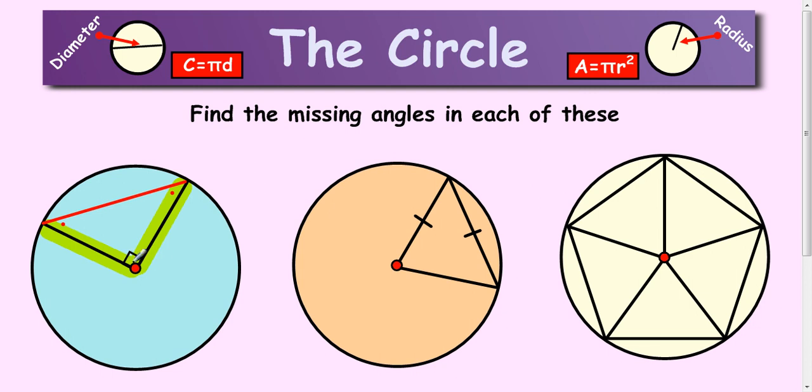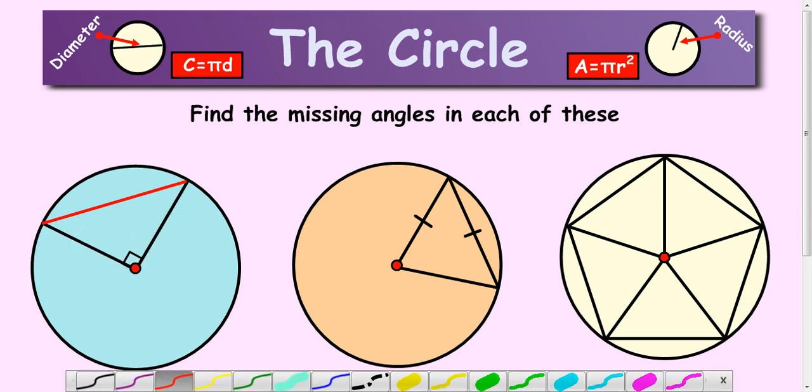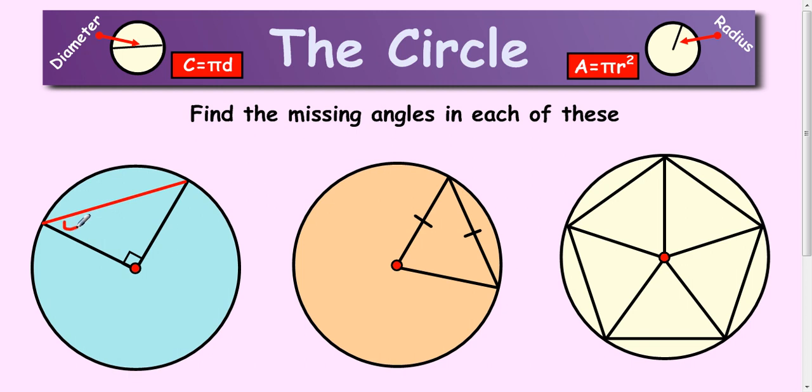Now this square represents 90 degrees, so I know that that's 90 degrees, so these two angles must add up to 90 as well to make 180 degrees in the triangle. So the way to get these two is to basically half 90. If I know that both of them add up to 90, then that must be 45 and that must be 45.